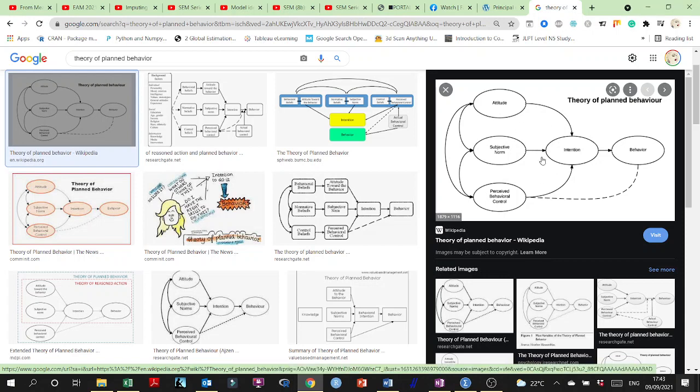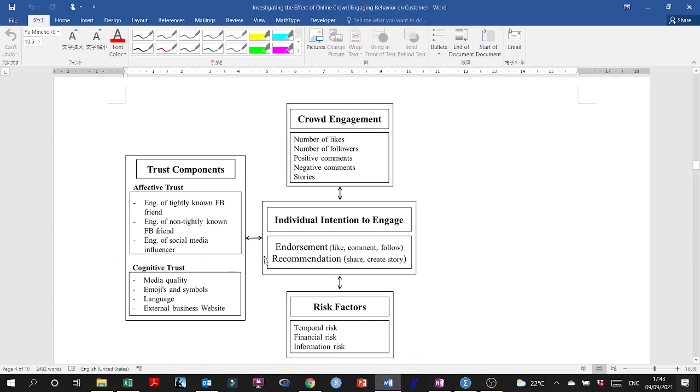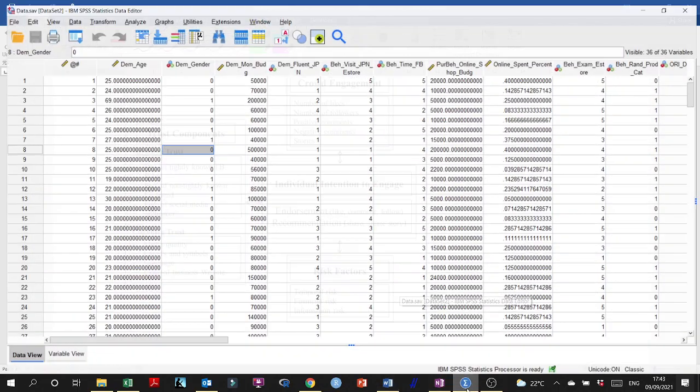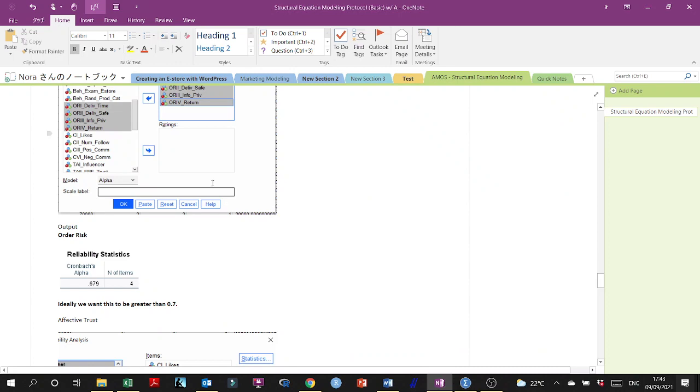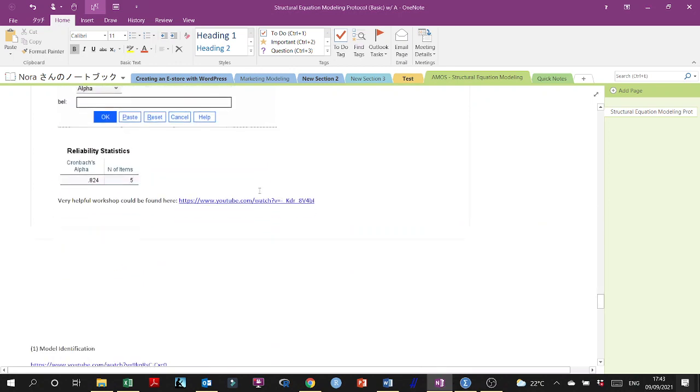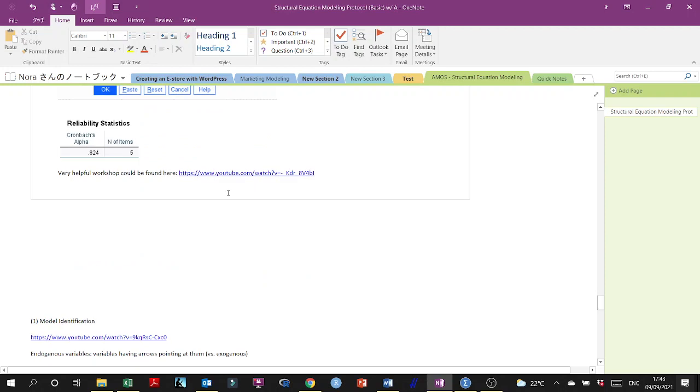In our case, we're not using this theory; we're using our literature review in a different direction. We are setting up this model, but now we have to modify it based on the outcome of our exploratory factor analysis. So this is it for exploratory factor analysis. In the next video, I expect to take you through confirmatory factor analysis and structural equation modeling. Thank you.